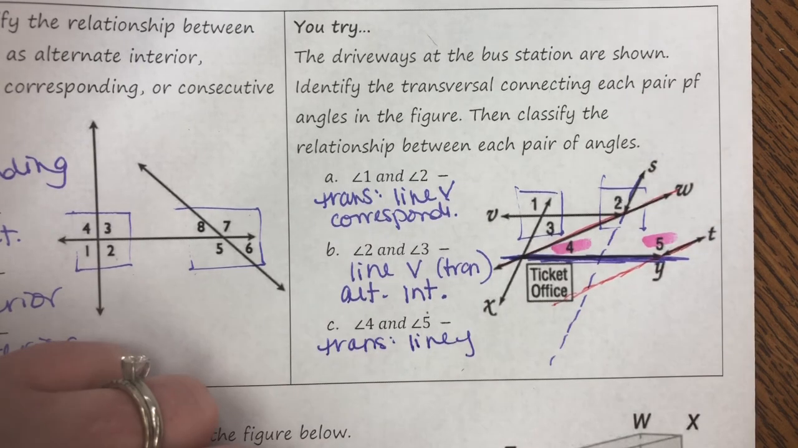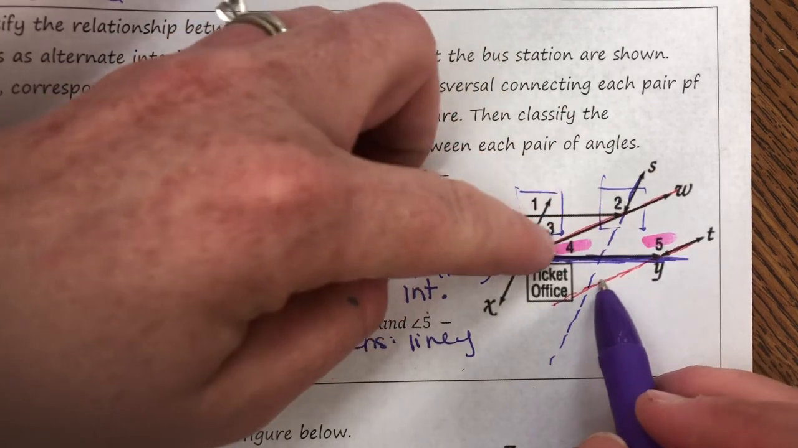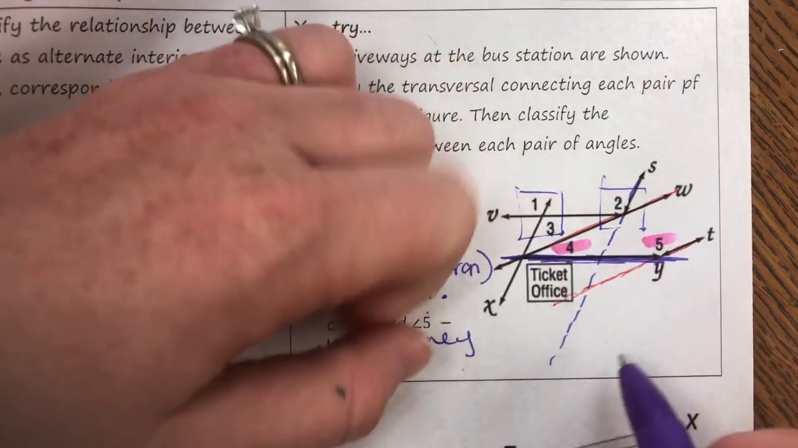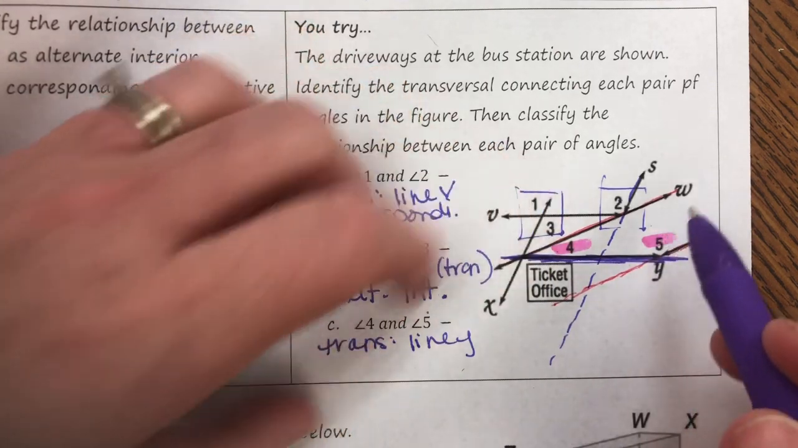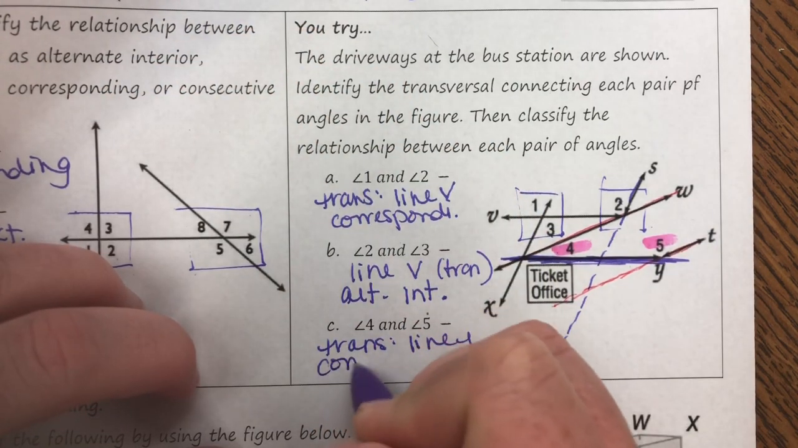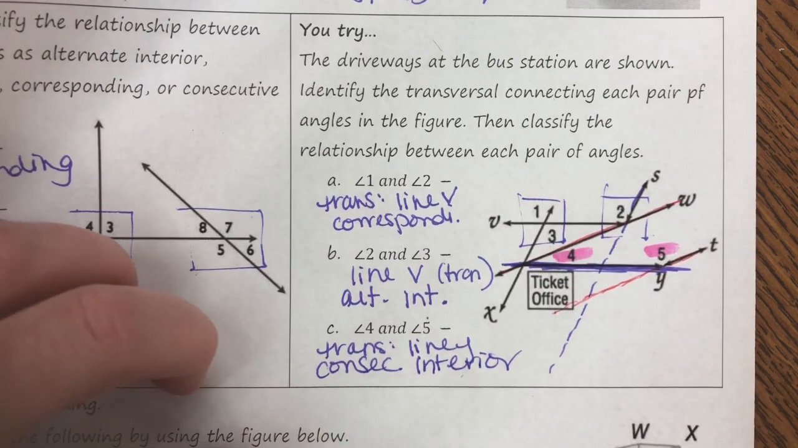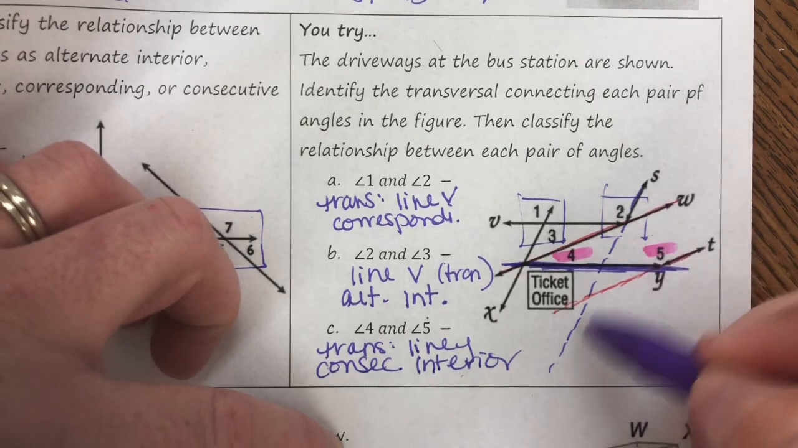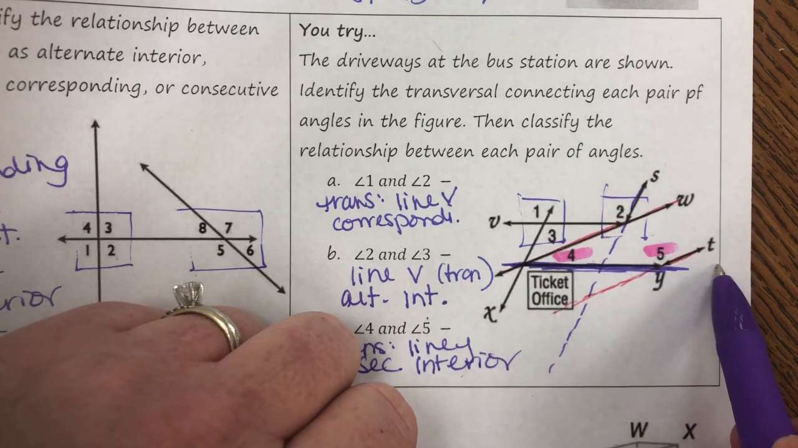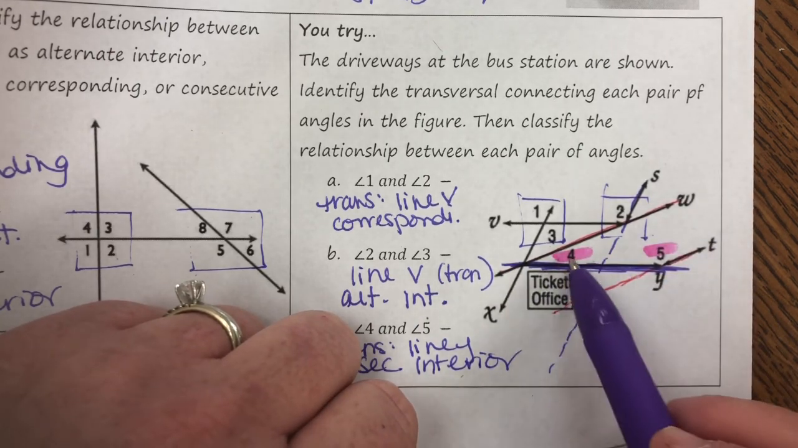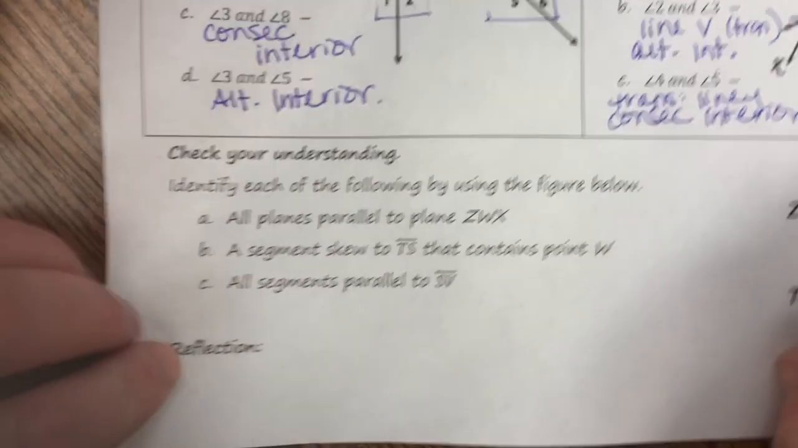So line Y. And then the relationship between these angles, well, they're inside of these two parallel lines. So they're interior, but they're on the same side of this purple transversal. So they're consecutive interior. One right after the other. There's no other angles in between them. Yeah, there's this line right here, which creates an angle, but we're ignoring that right now. We're only looking at a transversal and the two lines that create angles 4 and 5. Everything else is like white noise. We're not paying attention.